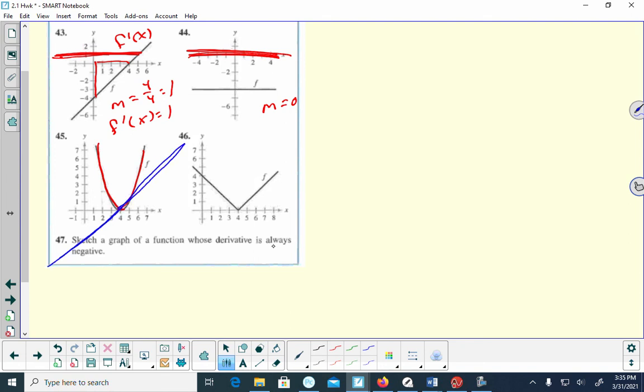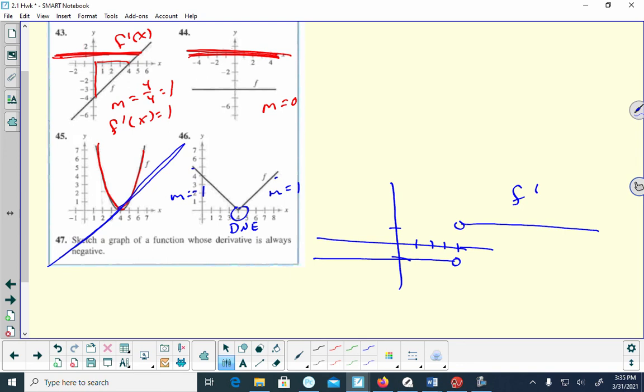Okay, 46, the slope from here to here is negative 1. The slope from here to here is positive 1. And at 4, it does not exist. So I am going to graph it over here. Negative 1 until I hit 4, and it's going to be positive 1 after 4. And that's going to be the graph of the derivative.